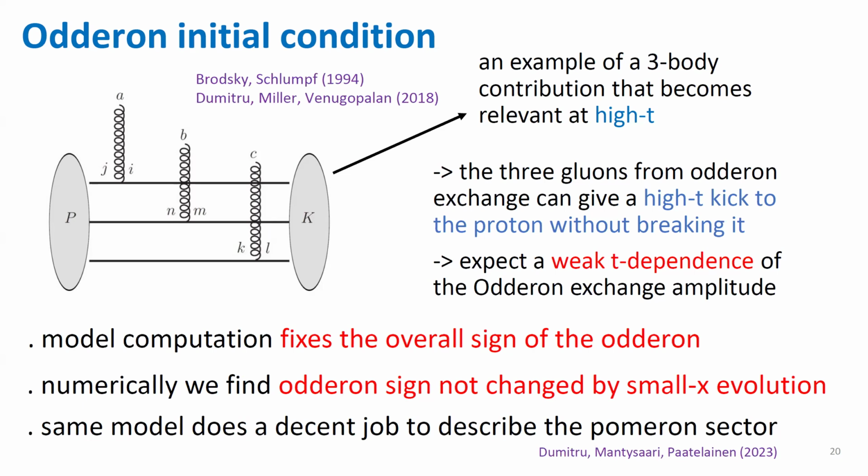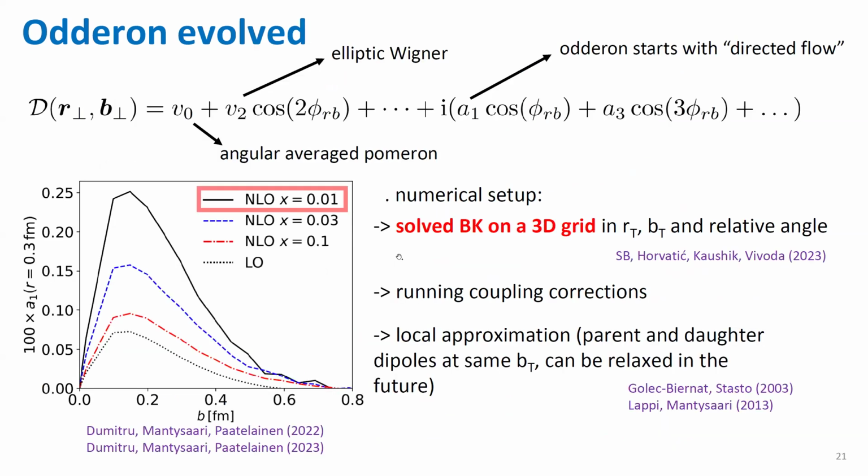Now, in this model computation, we, of course, just make the computation, and we find the Odderon including its sign. And then by using this as an initial condition for the small x evolution, we find that this sign is not changed by the evolution equation. So coming to the evolution equation, if you consider the dipole in a general sense and you make the Fourier expansion, the even harmonics will give you either the angular average Pomeron, the elliptic Wigner, and then the odd harmonics will give you these coefficients A1, A3.